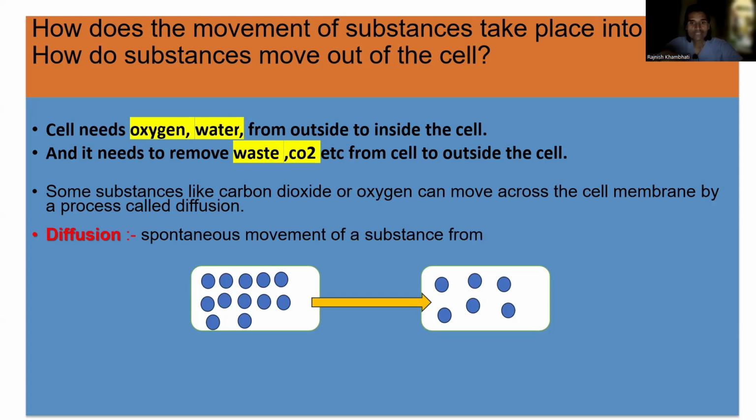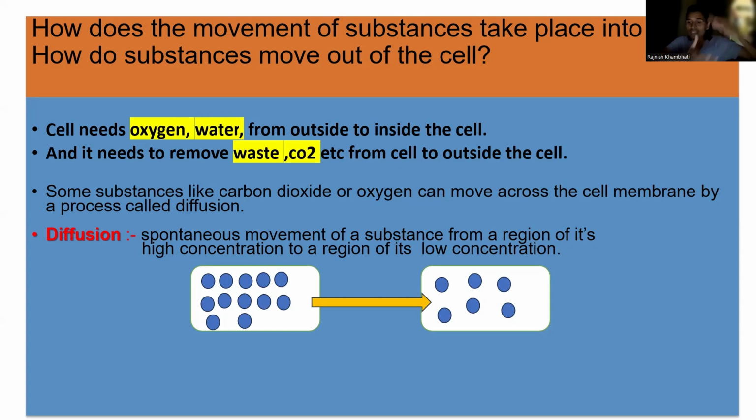It's a spontaneous movement of a substance from a region of its higher concentration to its lower concentration. It means they will be moving from where they are high to where they are low. Like, see in the diagram. Okay, I will show you from this diagram here.